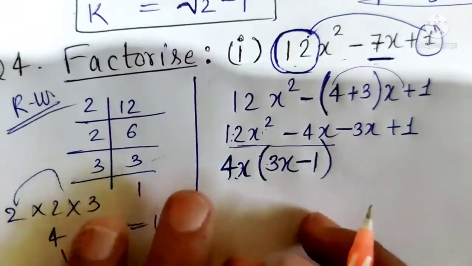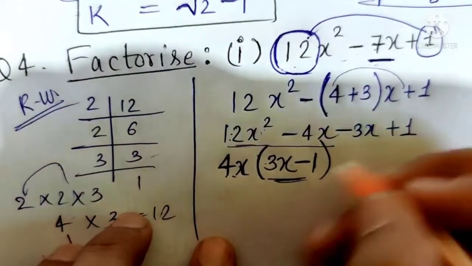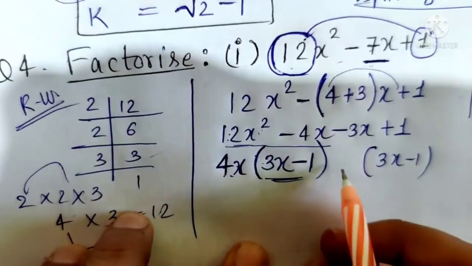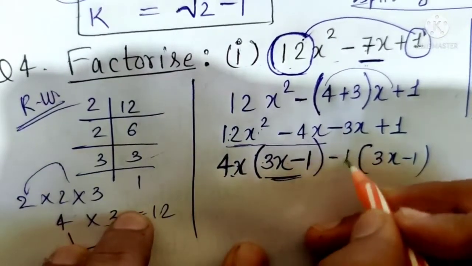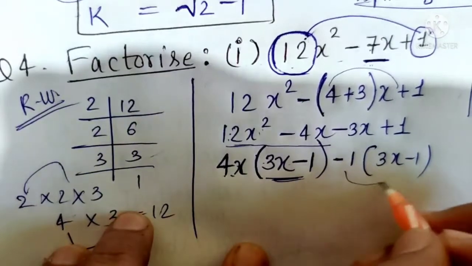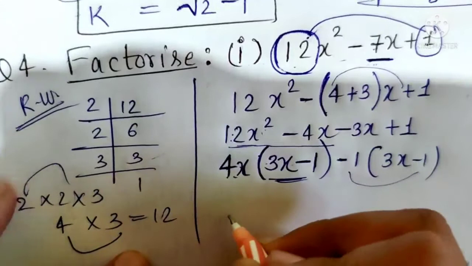Now see, whenever we are doing this type of thing, we have to do it in this way, that this thing should be repeated. So we can write 3x minus 1 again here. By which number should I multiply 3x minus 1 so that minus 3x comes? Definitely by minus 1, because minus 1 into 3x is minus 3x, and minus 1 into minus 1 is plus 1. See, minus 1 into minus 1 will come plus 1. So I have done it.